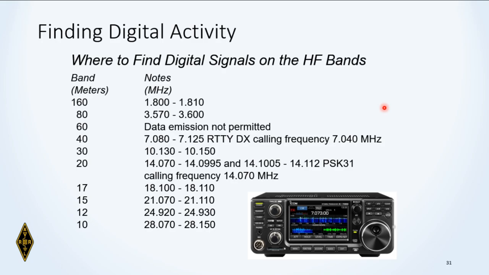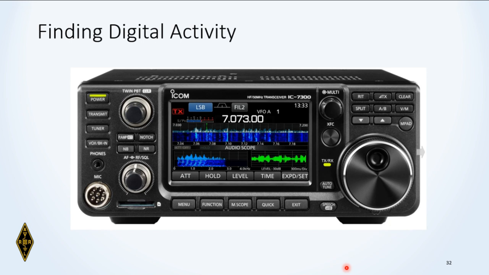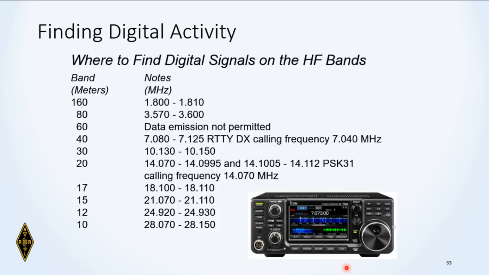All right, digital activity, finding digital activity. Well, where can we look? There are certain places on the bands, and here's some of them. Does anybody know what kind of radio this is besides David? And Tom, yeah, that's a hint. Yeah, because it's an ICOM IC-7300, and the reason that I picked that is to illustrate something you could use for digital activity. It's got a built-in sound card.